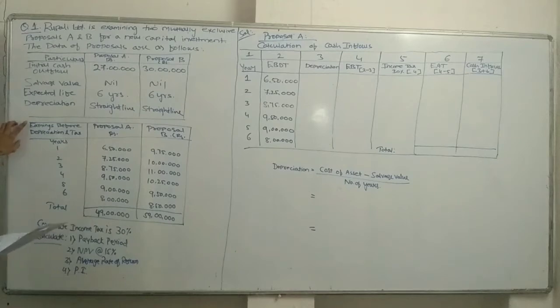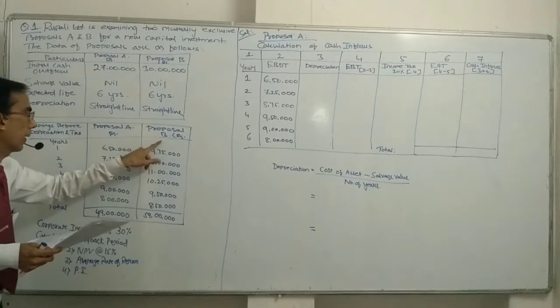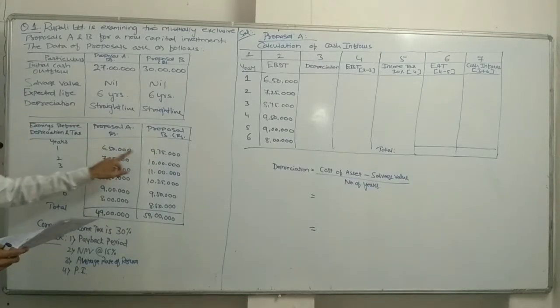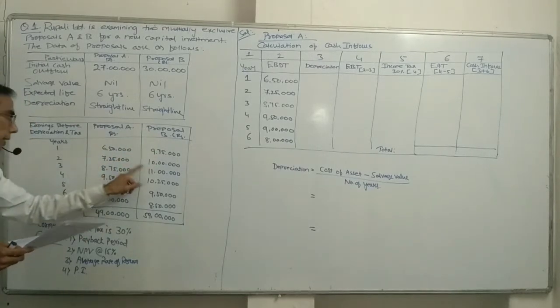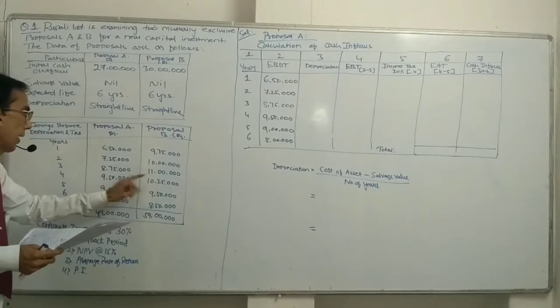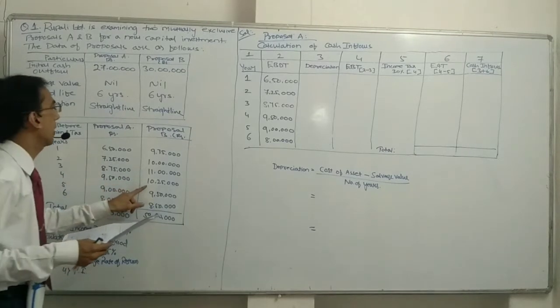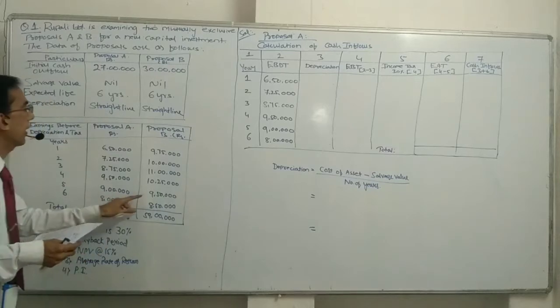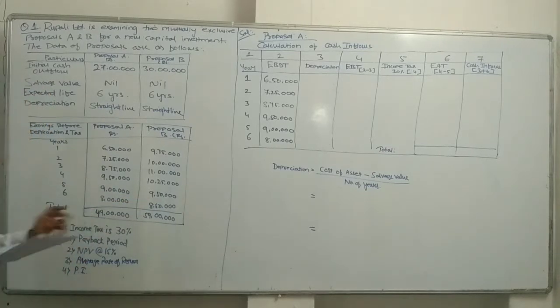In this problem, earnings before depreciation and tax is given for both proposal A and project B. 6 lakh 50, 9 lakh 75, 7 lakh 25, 10 lakh 87, 8 lakh 75, 11 lakh, 9 lakh 50,000, 10 lakh 25,000, 9 lakh and 9 lakh 50,000, 8 lakh and 8 lakh 50,000. The corporate income tax is 30%. We need to calculate payback period, net present value at 15%, average rate of return and profitability index.